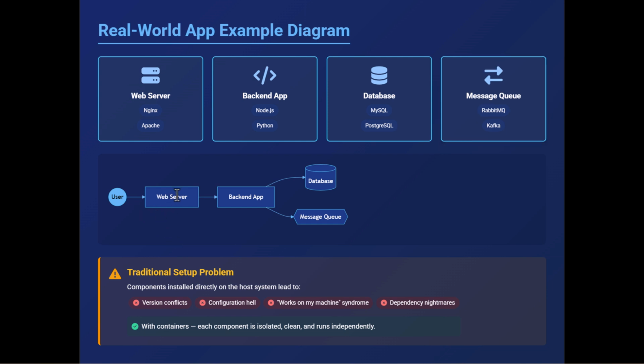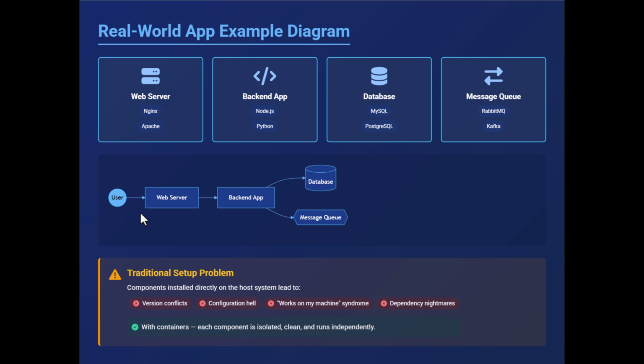Here is how it all flows. A user sends a request via the browser, it hits the web server, and the web server forwards it to the backend app. The backend may query the database or enqueue a background task. The response flows back to the user.